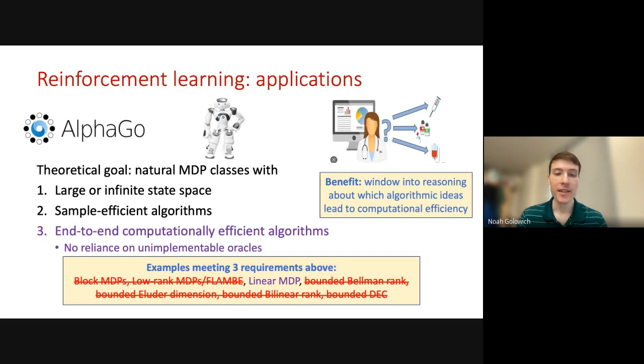I want to emphasize that requiring end-to-end computational efficiency gives us a window into reasoning about which algorithmic ideas are likely to be efficient in practice. And in particular, it could suggest structures of the MDP, or at least heuristics, which may lead to faster algorithms.